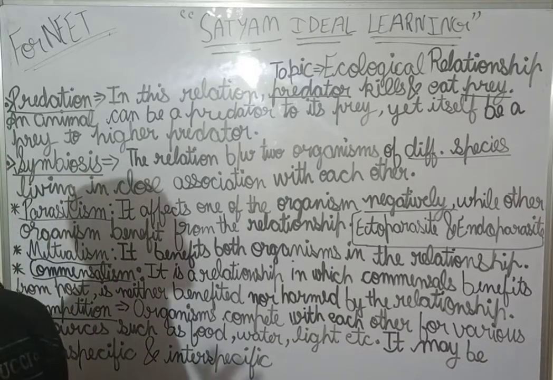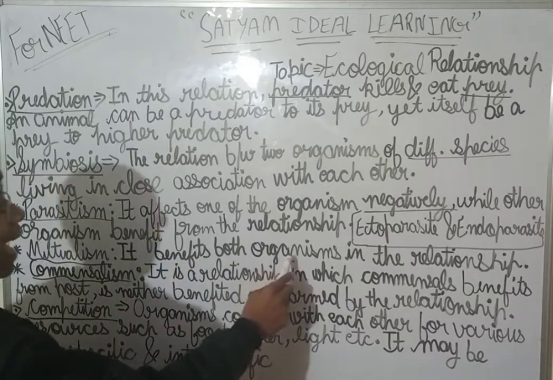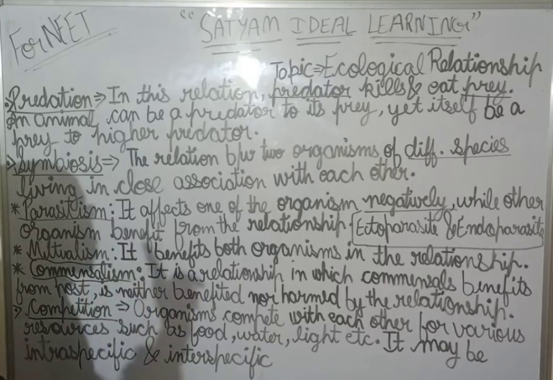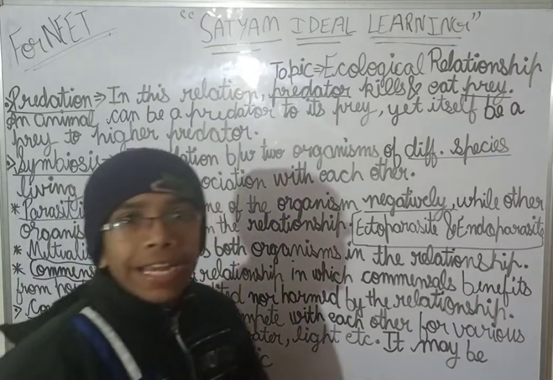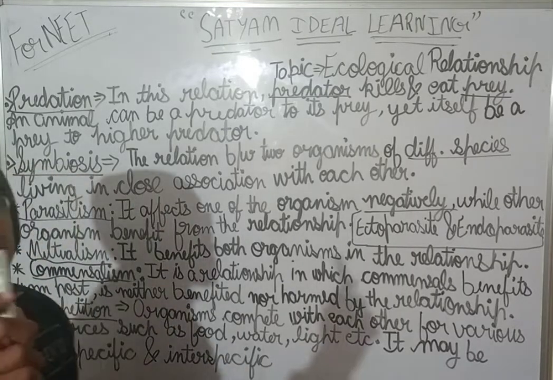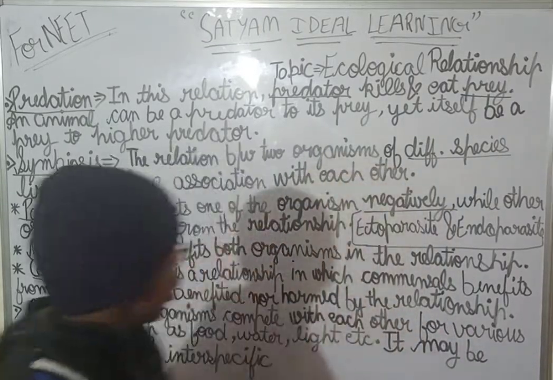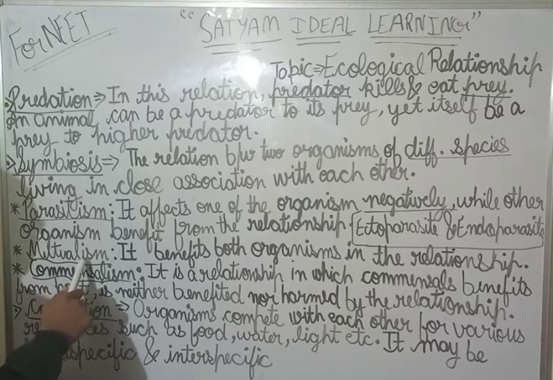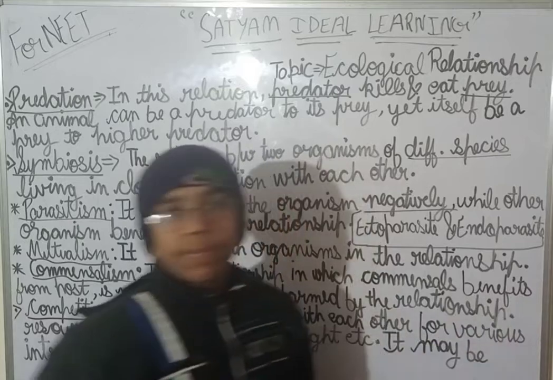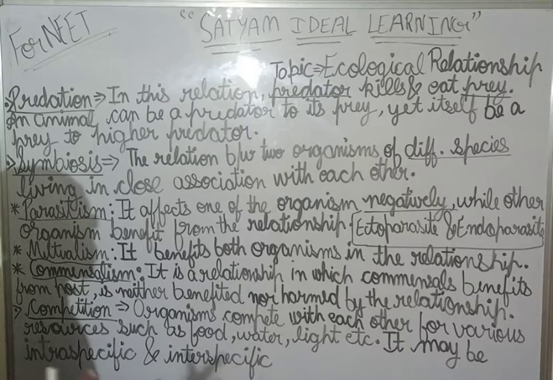Now what is mutualism? It benefits both organisms in the relationship. In this kind of relationship, both organisms are being benefited. In the previous one, in parasitism, what we have learned is that only one organism is being benefited and the other organism is being harmed. So in mutualism, it benefits both organisms in the relationship. I think the definition of mutualism must be clear.